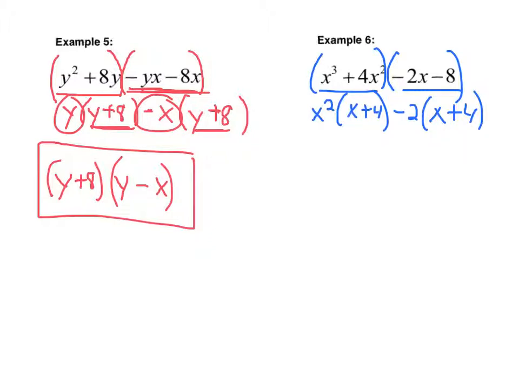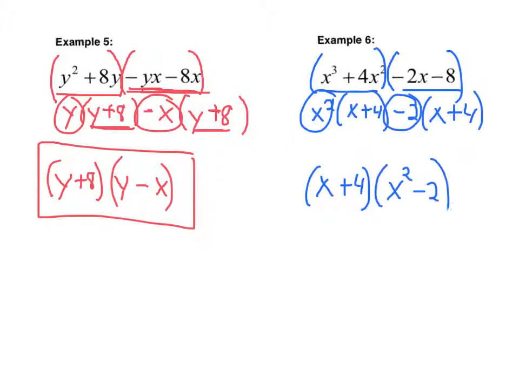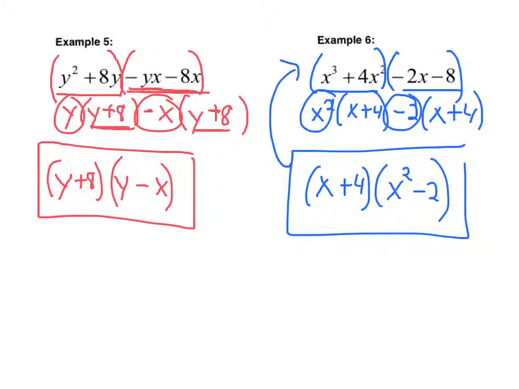All right, so then I just rewrite the answers. I have the x plus 4 as one of my factors, and then I put these two together, x squared minus 2. And if I multiply these two together, I would end up getting that polynomial.